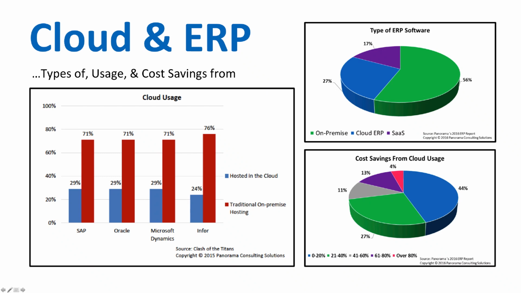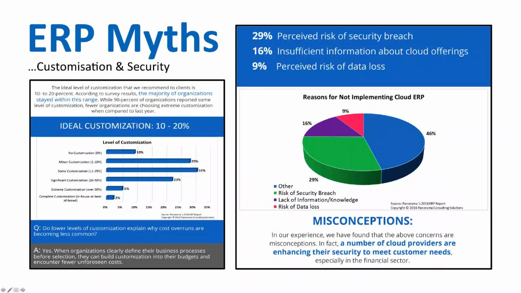So there's cost savings from cloud usage. You can see that cost savings 0 to 20% is in the blue there. 44% of people, 27% of those surveyed got cost savings of 21 to 40%. 4% there got over 80% cost savings. So you can see that there is scope for making a big difference to your company in terms of reducing costs with an ERP system.